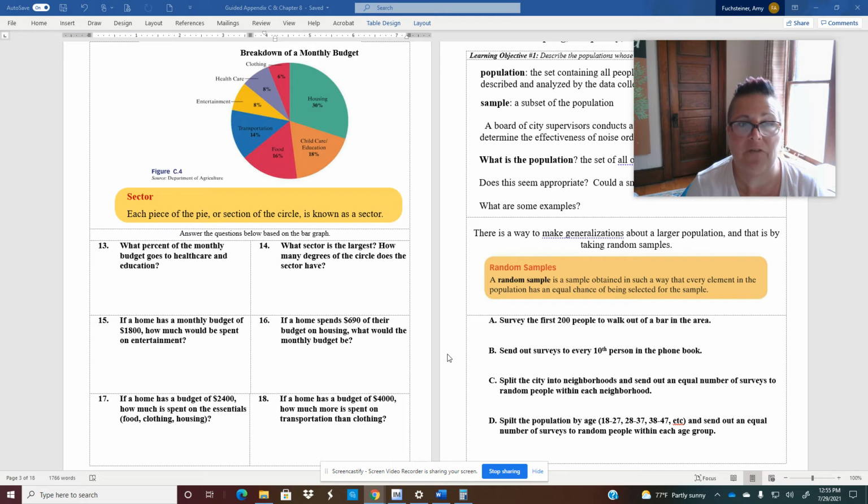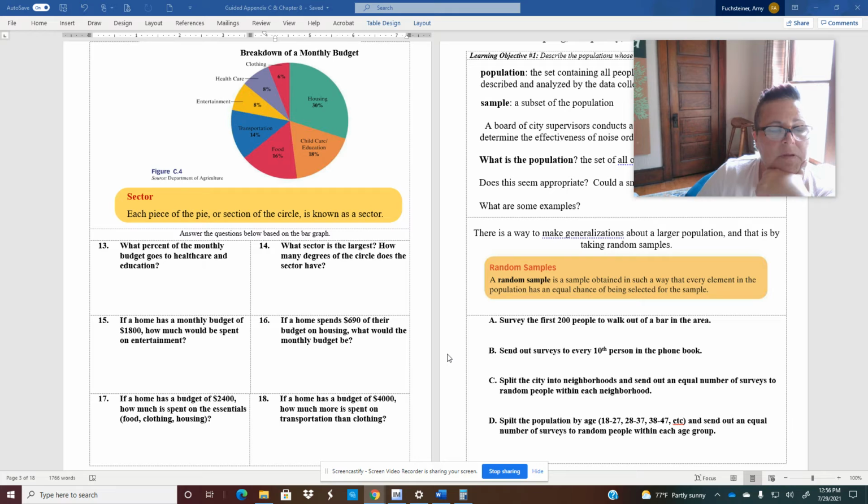This sector is dedicated to one topic. For example, the green sector is 30% and it is dedicated to housing. The orange sector is childcare and or education and it is 18%. The red sector is 16% dedicated to food. Transportation sector is 14%. Entertainment is yellow. Healthcare is purple. Clothing, it looks like they did red again, but I think that was supposed to be a different color. I think the printer just kind of turned out a little weird. But okay, each piece of this pie, each dedicated portion, is known as a sector.